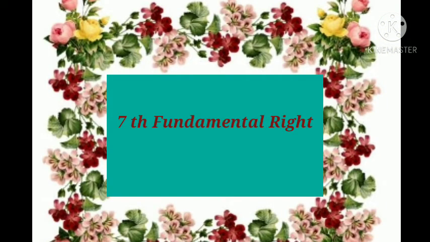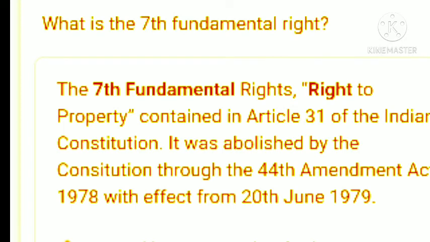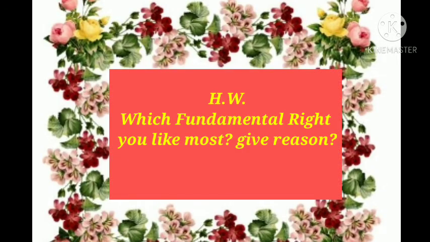Dear students, just now we have taken information about our 6 fundamental rights which are given in your textbook. Now I am going to tell you about our 7th fundamental right. What is the 7th fundamental right? The 7th fundamental right, right to property, contained in Article 31 of the Indian Constitution. It was abolished by the Constitution through the 44th Amendment Act 1978, with effect from 20th June 1979.